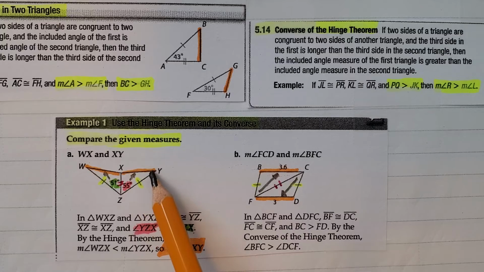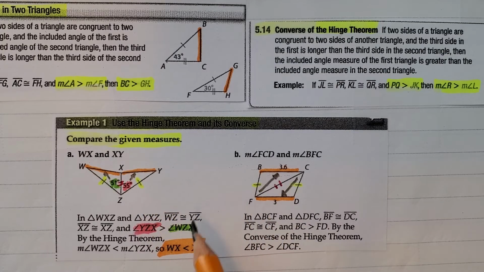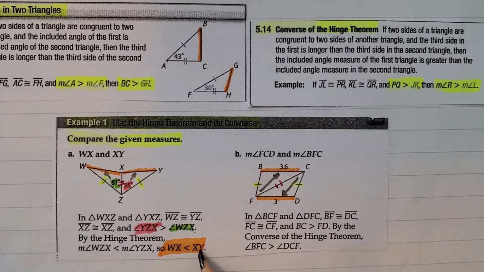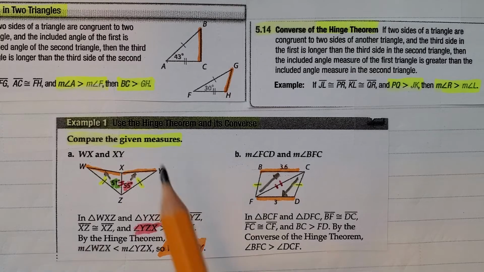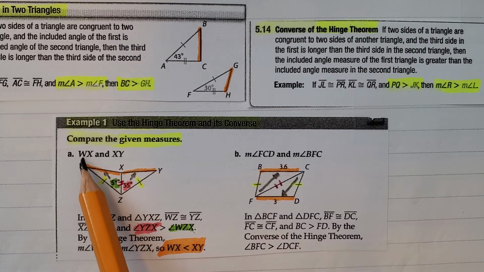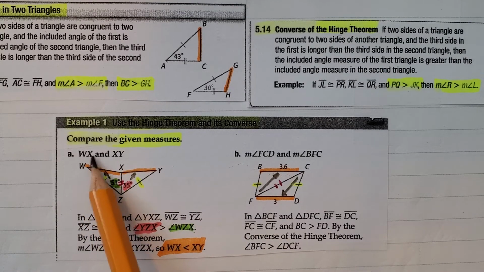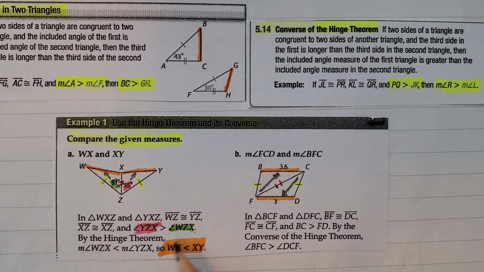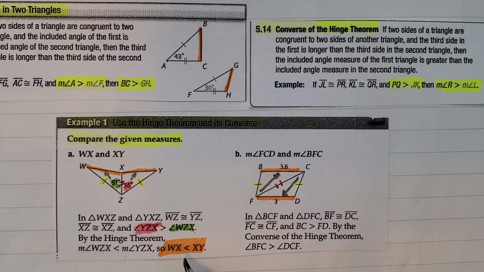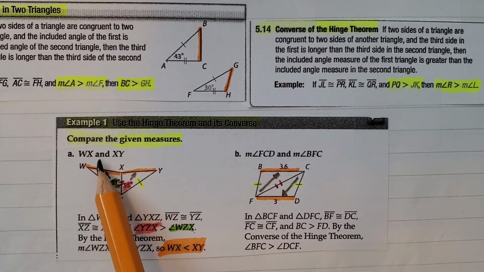So XY right here is going to be greater than, and they write it less than. So they say WX here. What's true about WX and XY? WX is going to be less than XY, or you could say XY is greater than WX, whichever way you want it. They do it in that order.